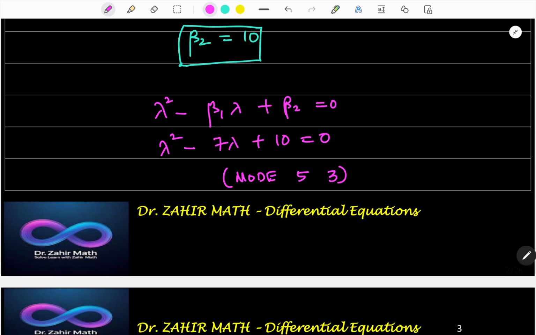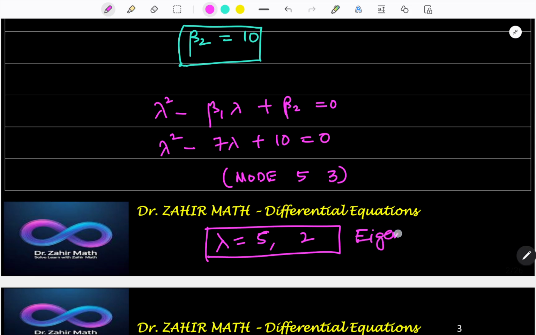Let me take the calculator. So mode 5 and then 3, let's go with that: 1, minus 7, and then 10. So equals. You're going to get 5 and 2. So lambda is equal to 5 and lambda is equal to 2. So this is your eigenvalue.